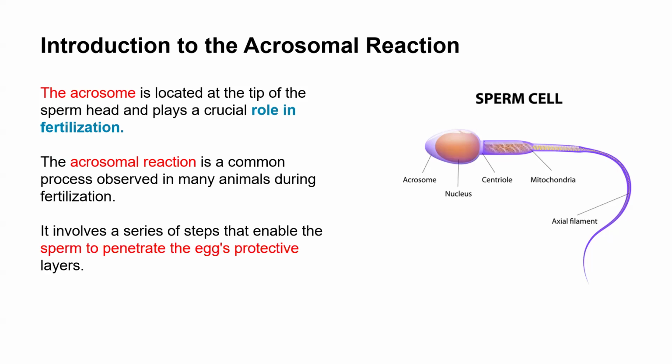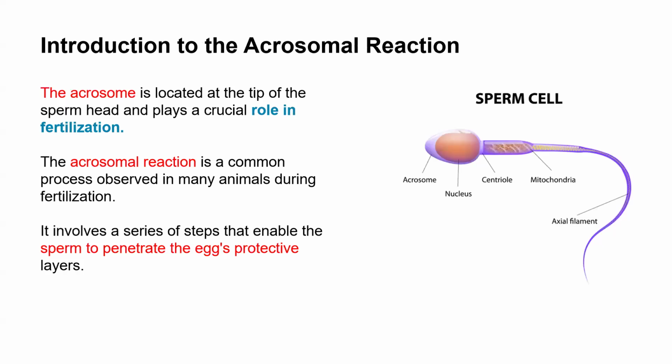And this acrosome reaction involves a series of steps that enable the sperm to penetrate the egg's protective layers. So the acrosome reaction involves a series of steps where the egg cell recognizes the sperm cell and binds to it, and then the sperm cell penetrates the egg layer to release the nucleus for fertilization to take place.